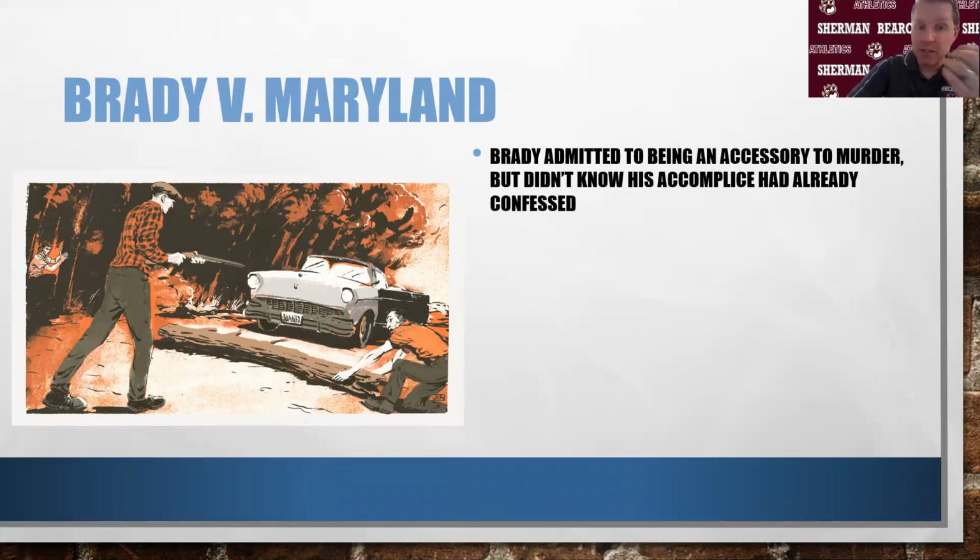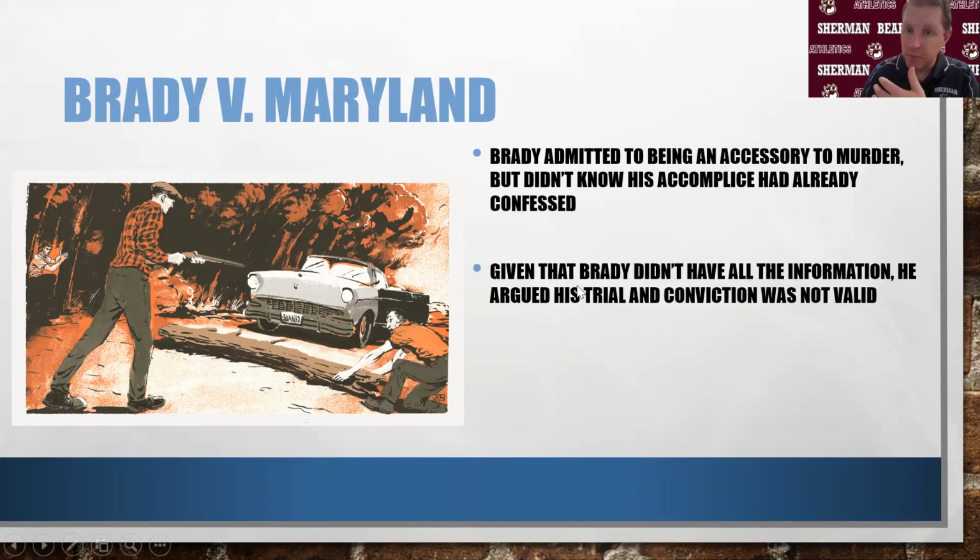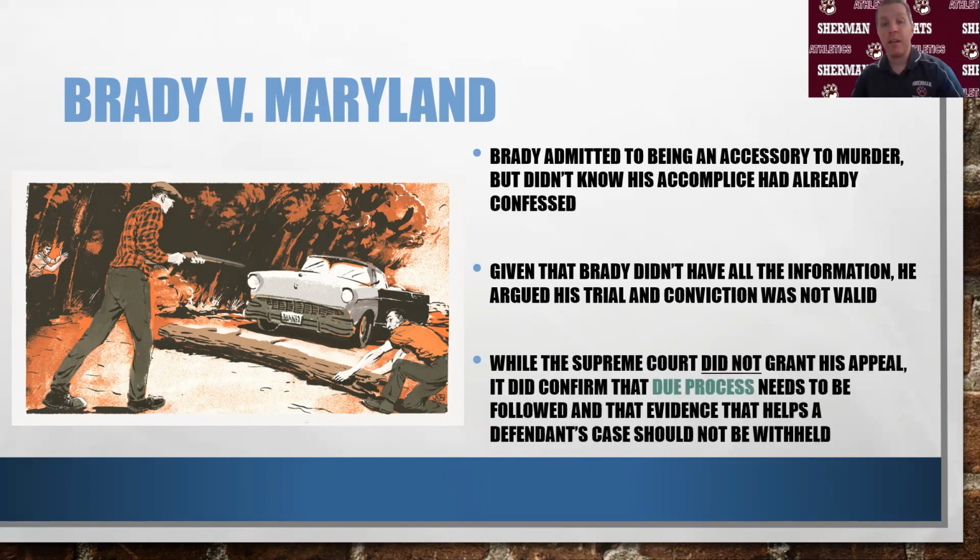As it turned out, his accomplice, the guy that worked with him and actually committed the murder, had already confessed to police. And the problem with this is that had Brady known that this other guy confessed, that probably would have changed how he decided to answer those questions. And so he didn't have all the information. And because he didn't have all the information, he said his trial wasn't valid because that wasn't fair. He wasn't given all the evidence. They weren't given all the information. And they actually did not grant his appeal. They said, okay, no, you're still guilty.